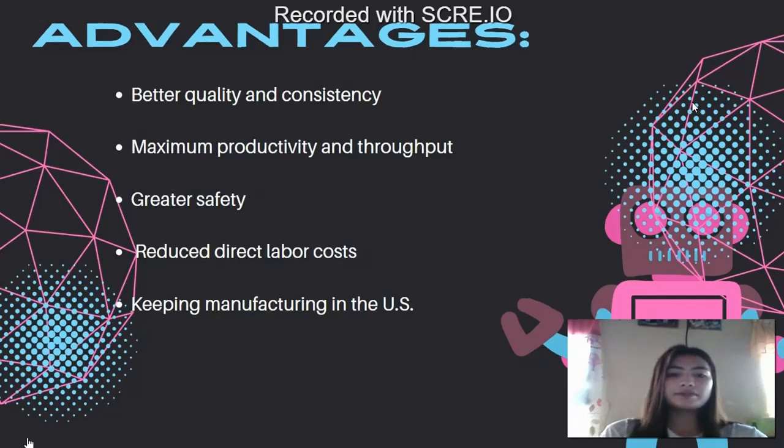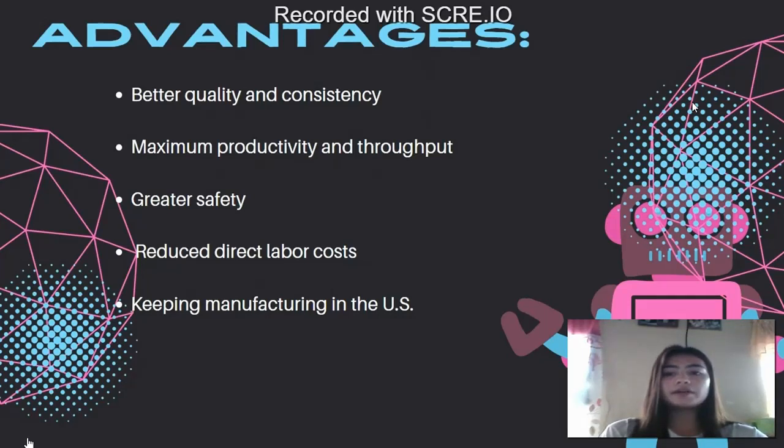Third is greater safety. Using robots for repetitive tasks means fewer risks of injury for workers, especially when manufacturing has to take place under hostile conditions. In addition, supervisors can oversee the process online or from a remote location.